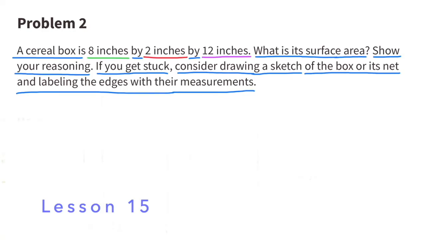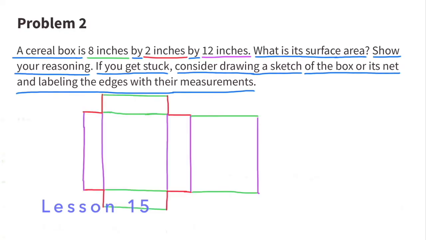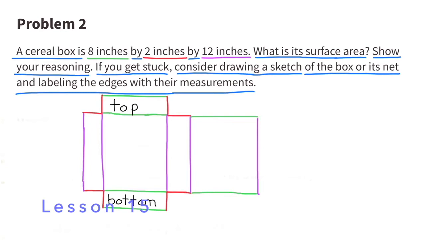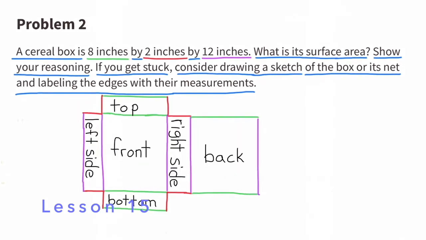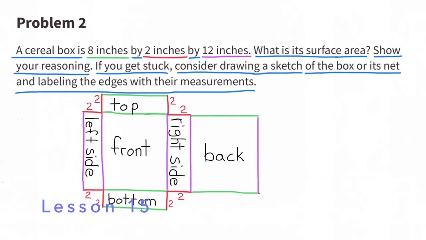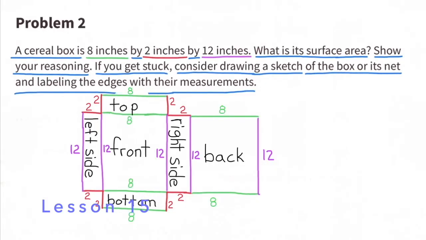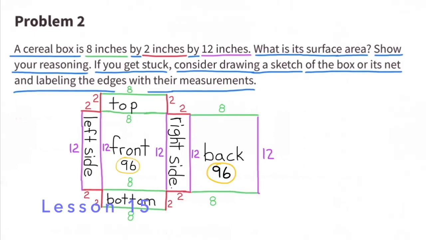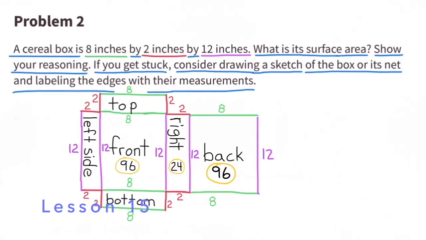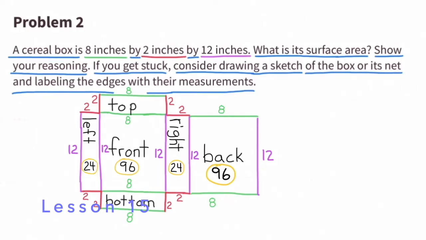Show your reasoning. If you get stuck, consider drawing a sketch of the box or its net and labeling the edges with their measurements. I decided to draw its net. Here's the top and the bottom, the right side and the left side, the front and the back. These dimensions are 2 inches by 12 inches and 8 inches by 12 inches. 8 by 12 is 96, so both the back and the front are 96 square inches. 2 by 12 is 24, so both the right and the left are 24 square inches.